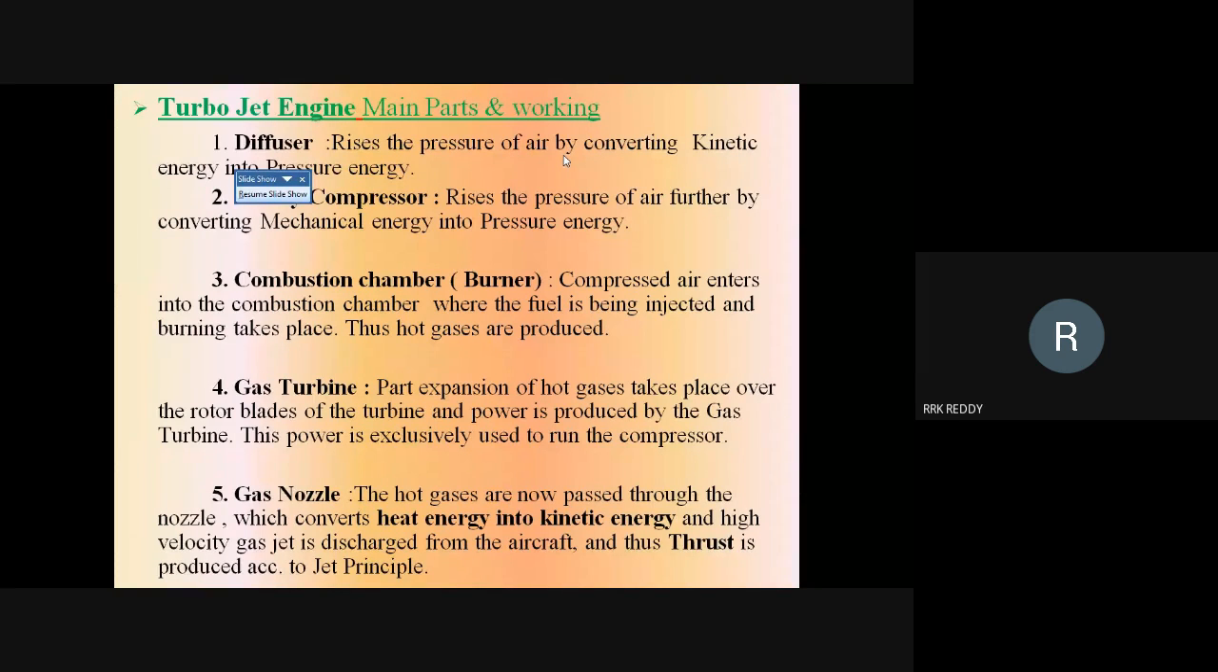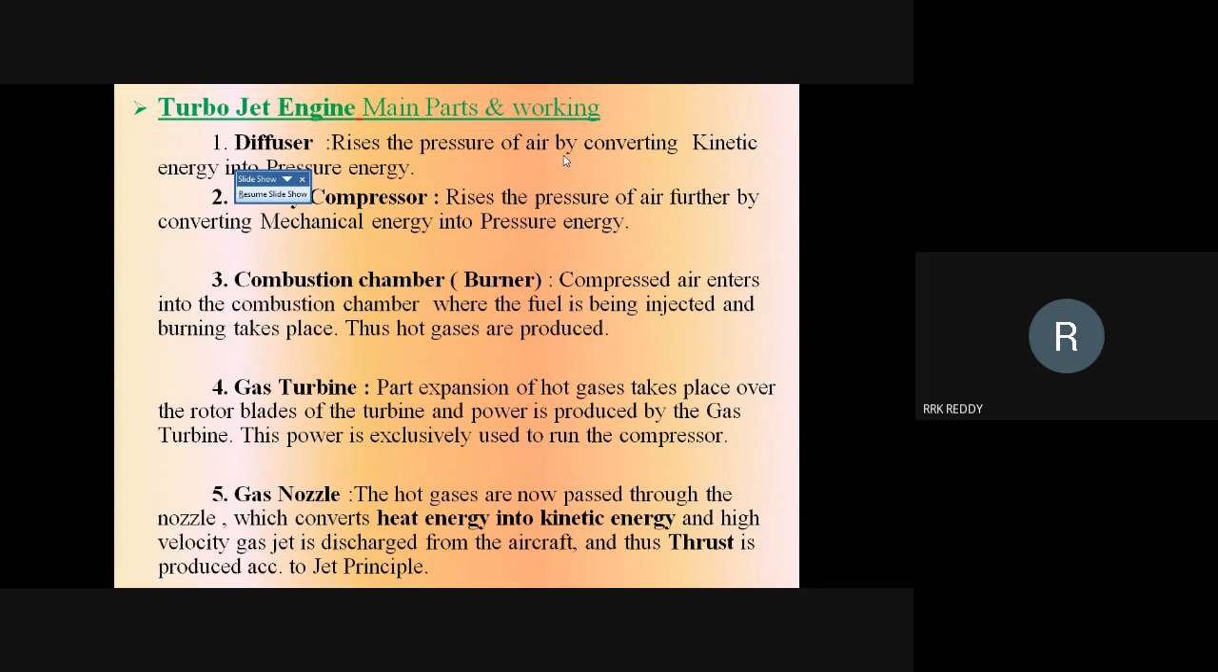So then next, the combustion chamber. This pressurized air now enters the combustion chamber, and the fuel is injected into the combustion chamber and mixed with the air. Then with the help of an igniter, the fuel and the charge will be ignited, and combustion takes place. So hot combustible gases are produced. That means heat energy is developed in the combustion chamber.